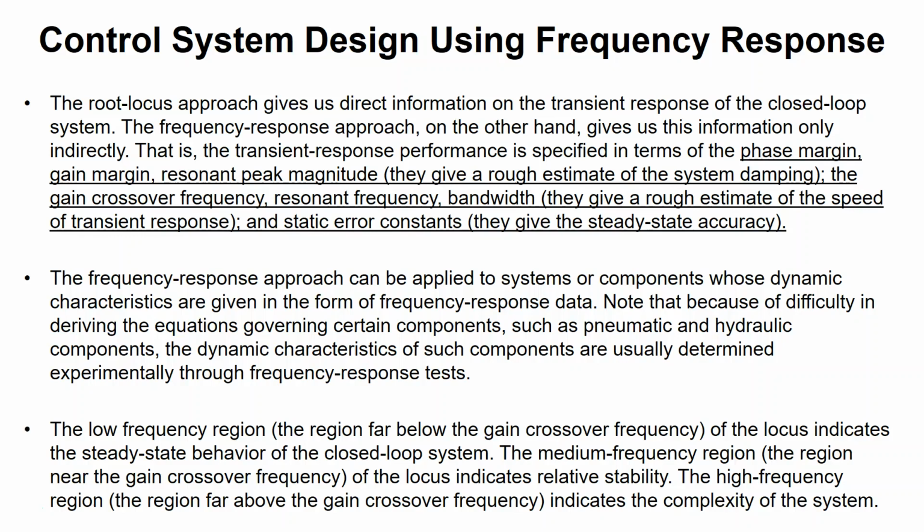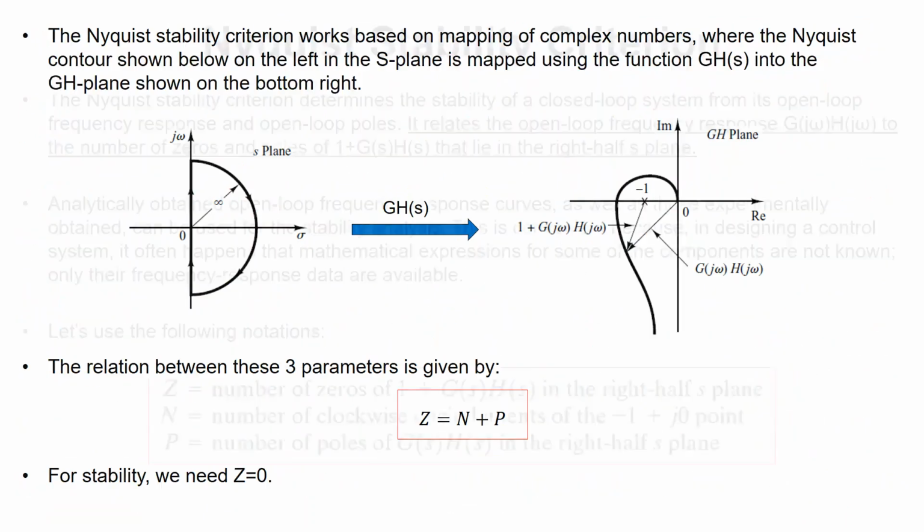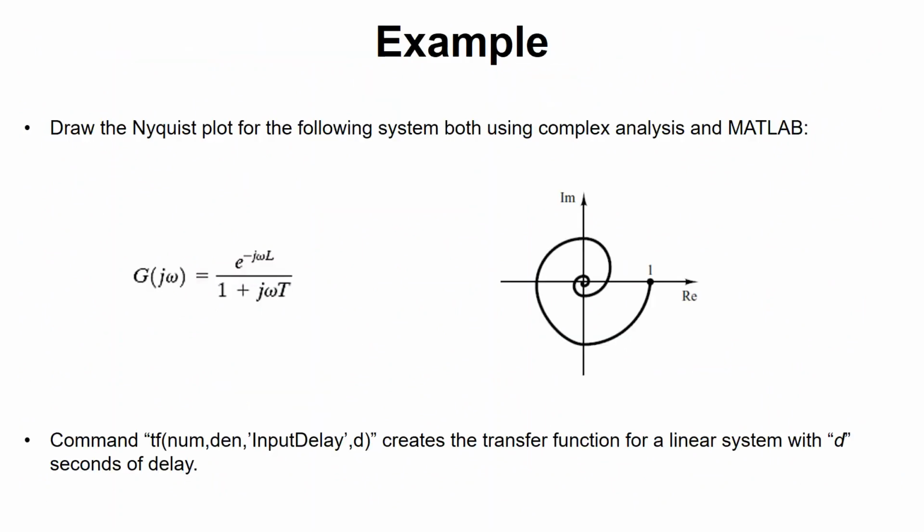Now, one other thing that we need to mention is that in the frequency domain, the low frequency region, the region close to the origin, indicates steady state behavior of the system. The mid-range determines relative stability using margins, and the high range determines the complexity of the system. And you might say, okay, where have you talked about this? So I refer you back to the slides. So let me show you where in our lecture we talked about these.